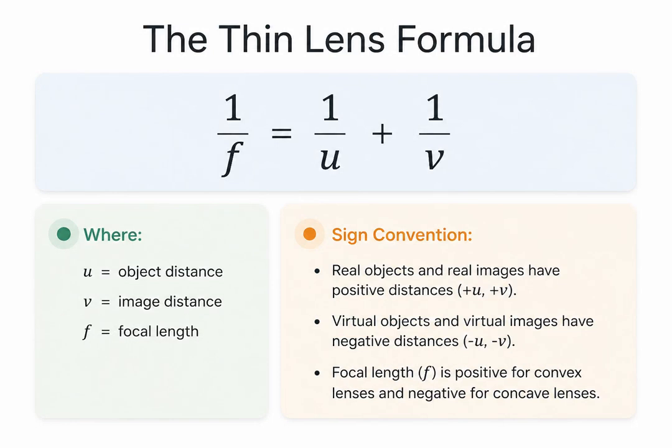We can calculate exactly where an image will form using the thin lens formula. 1/f = 1/u + 1/v, where f is the focal length, u is the object distance, and v is the image distance. We must use a strict sign convention here. Real objects and real images have positive distances, while virtual images have negative distances. Furthermore, convex lenses always have a positive focal length, while concave lenses have a negative one.